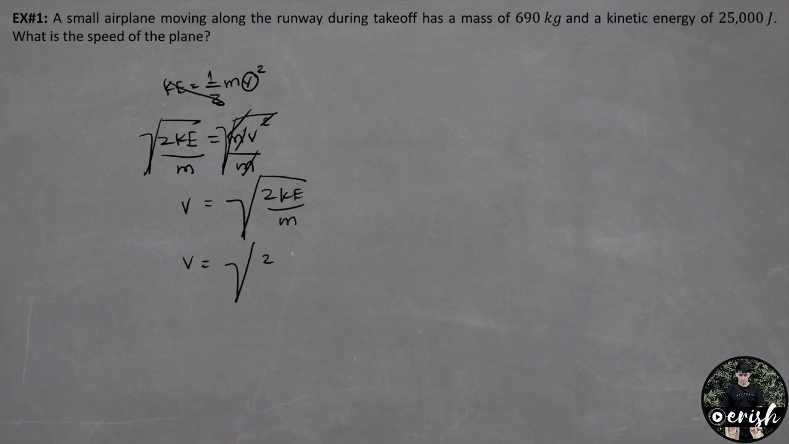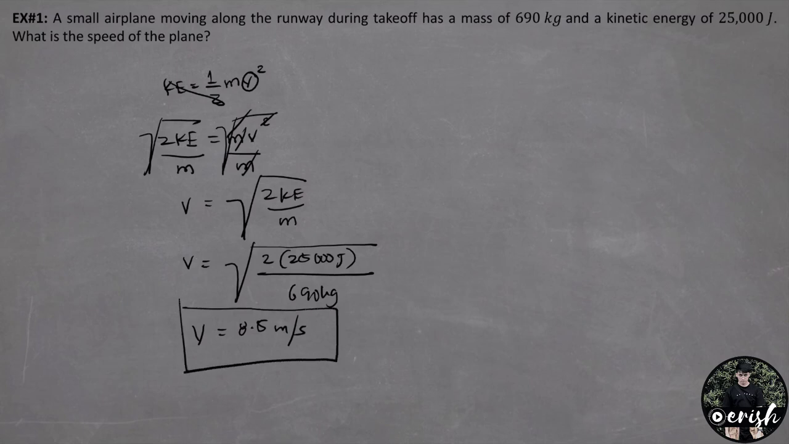Square root of 2 times the kinetic energy, we have 25,000 joules over the mass of 690 kilograms. Velocity is equal to 8.5 meters per second. So this is example number 1.